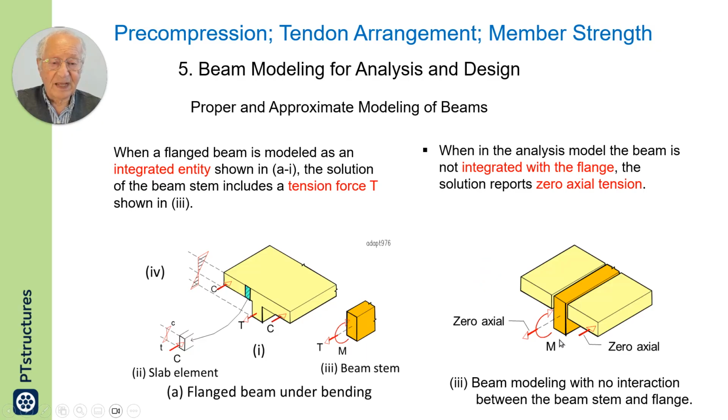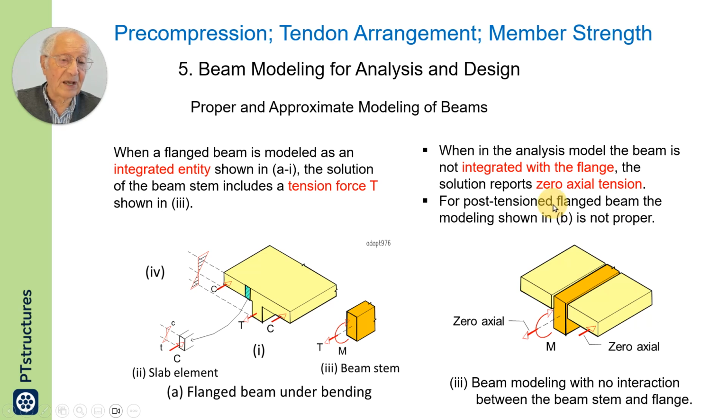That is the diagram that shows the condition more clearly. The precompression that is in the flange must be balanced by a tension in the stem. When in the analysis model the beam is not integrated with the flange, the solution reports zero axial. But you have to have a tension if it is done right.